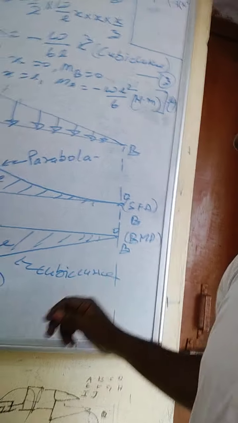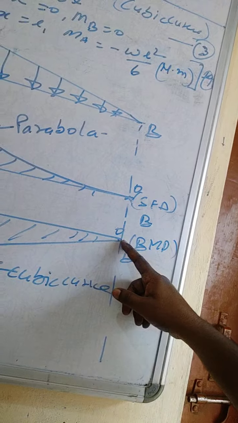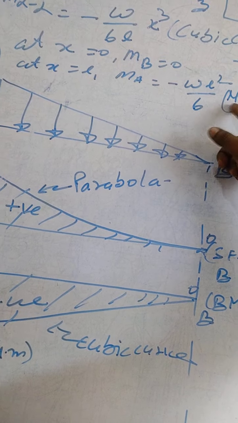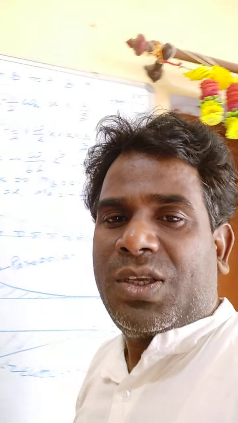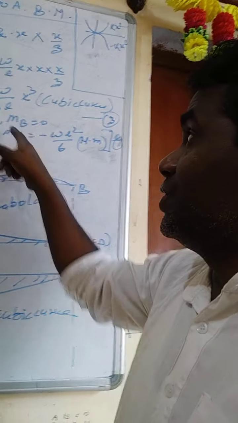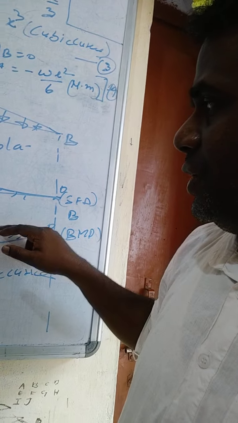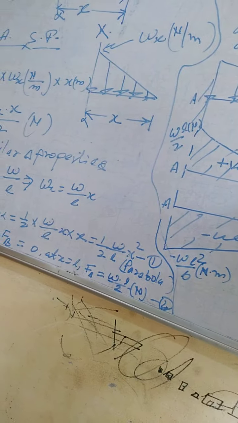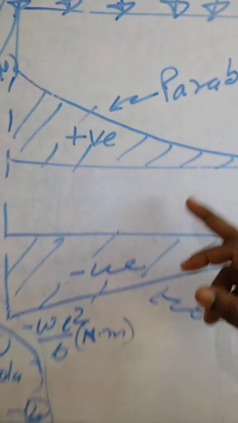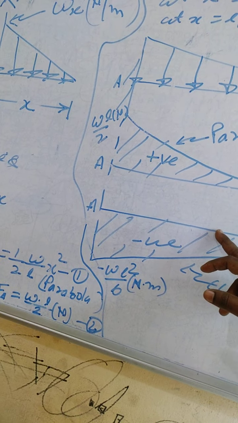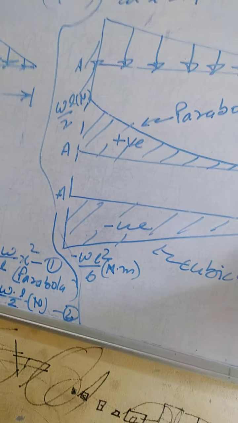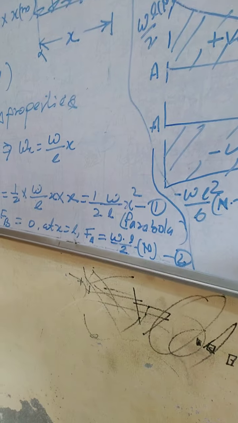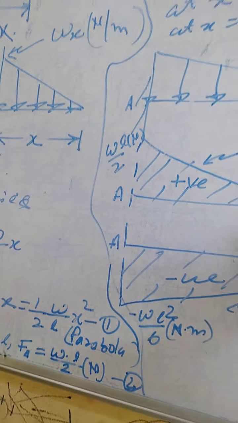Now the bending moment diagram. Here MB is 0, so put 0, and MA is minus WL square by 6 Newton meter, and you have to join this with a cubic curve. A cubic will be slightly straighter than a parabola. This is negative, so it will be downward from the baseline. This line is the baseline for shear force, and this line is the baseline for bending moment. Write down negative and hatch this diagram, and write cubic curve. This is a parabola curve; write down positive and hatch. This is the complete drawing of the shear force and bending moment diagram.